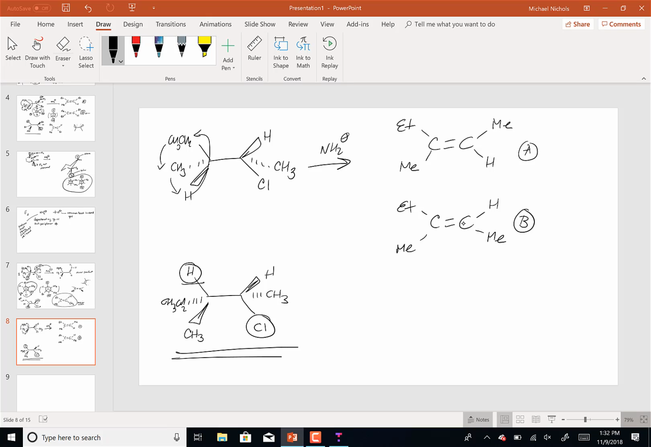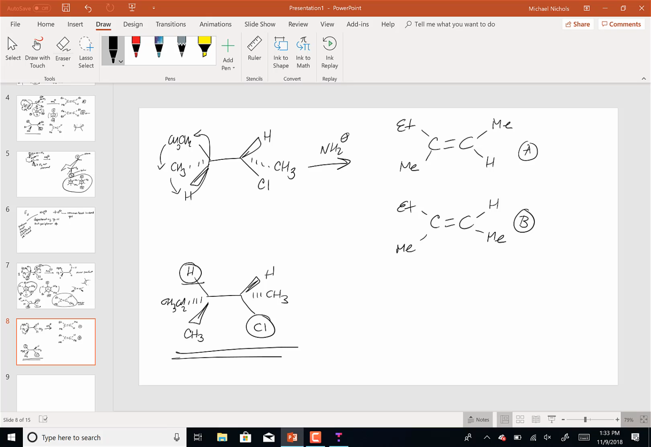But that's something we have to keep in mind. If I made this an E1 reaction, I would get both. And then it'd be a question of which one's more stable. All right, so this is how we handle acyclic systems.